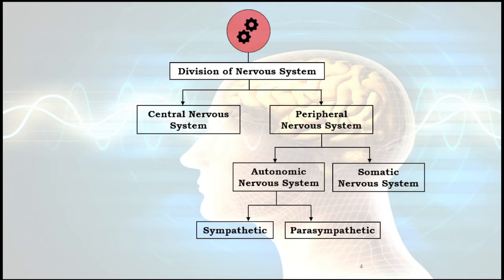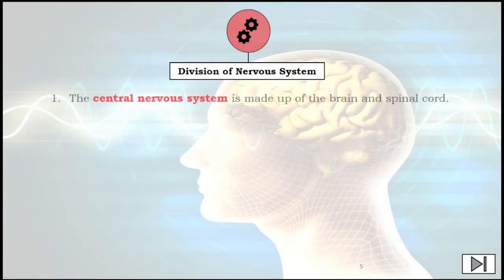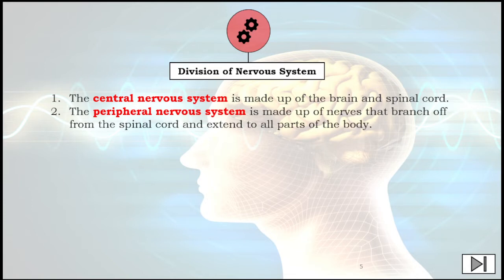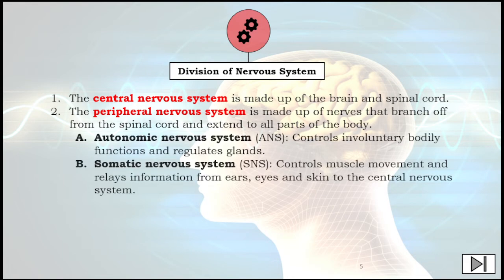Now, do you know the difference between the divisions of the nervous system? Let us find out. The central nervous system is made up of the brain and the spinal cord. The peripheral nervous system, on the other hand, is made up of the nerves that branch off from the spinal cord and extend to all the parts of the body. The peripheral nervous system can be divided into autonomic nervous system and somatic nervous system.